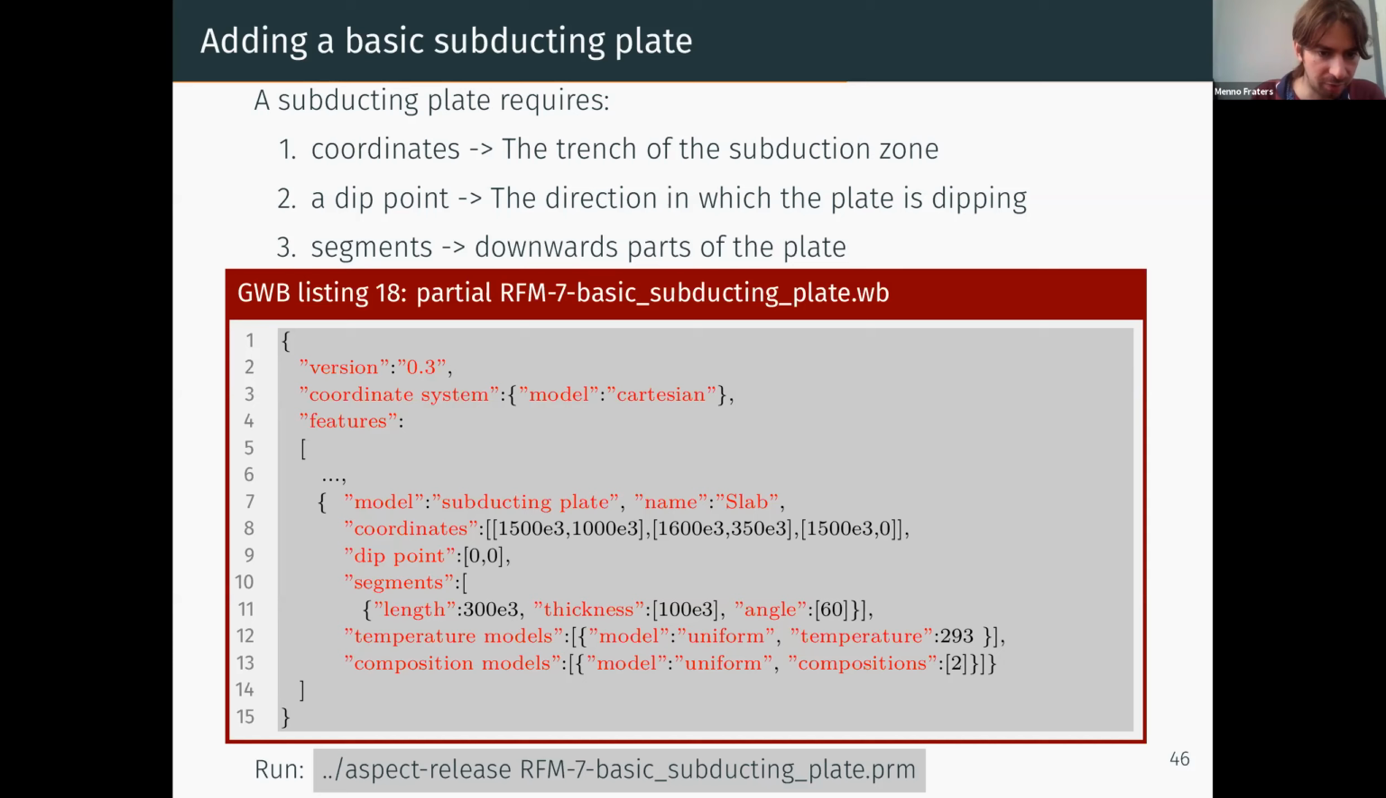There's a question: where did I define the dip direction? The dip direction is defined by this dip point, and I will show you what the dip point is in a minute. The definition of the dip point is the direction in which the plate is dipping. The basic idea is that we have a line over here, and we need to define on which side of the line it's dipping towards. I'm not sure if you can see my video. That's why we have this dip point, which defines where it's going.